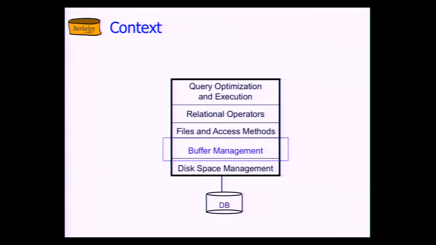So between the file access methods, relational operators, all that good stuff we've learned about for query processing and the disk space manager, we're going to insert a caching layer called the buffer management layer. And it's going to do what you'd expect. It's going to do caching. But it's going to be a little sensitive, and as we talk about recovering from database crashes, it's going to be very sensitive to the needs of a database system. So it's going to be a little different than the cache manager in a file system.